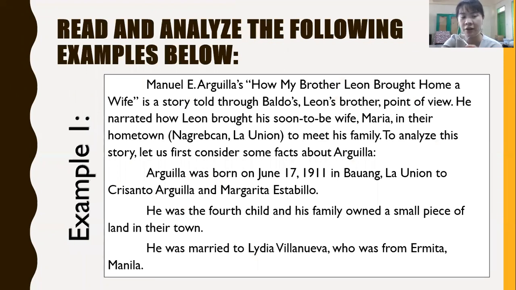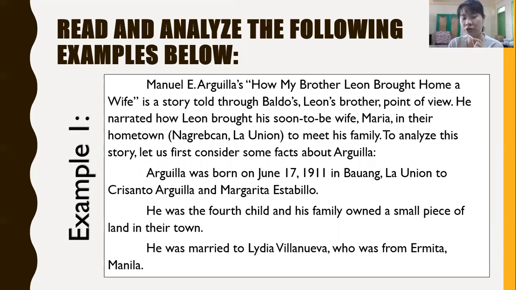Let's try to read and analyze the following examples. First example, Manuel E. Arguilla's "How My Brother Leon Brought Home a Wife" is a story told through Baldo's, Leon's brother, point of view. He narrated how Leon brought his soon-to-be wife, Maria, in their hometown in La Union to meet his family. To analyze this story, let us first consider some facts about Arguilla.